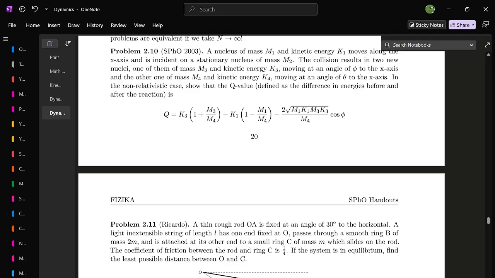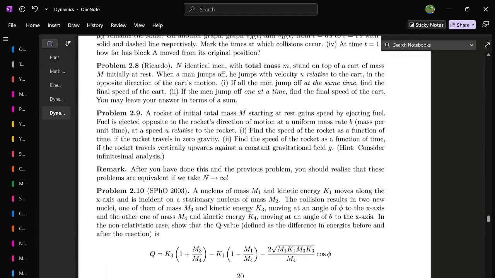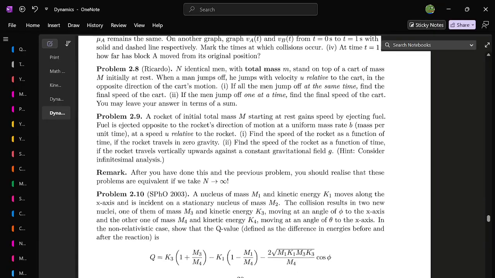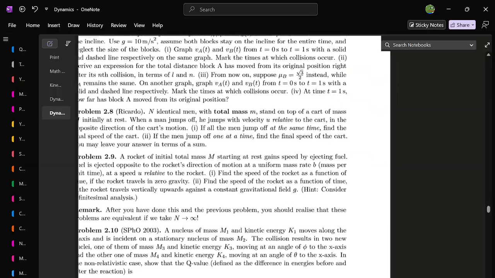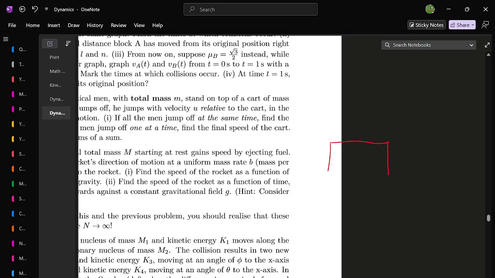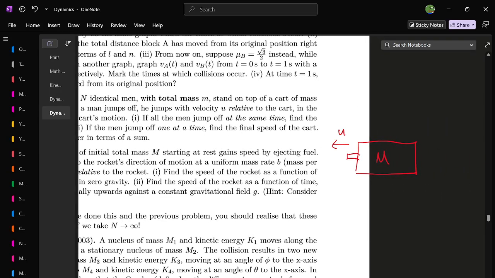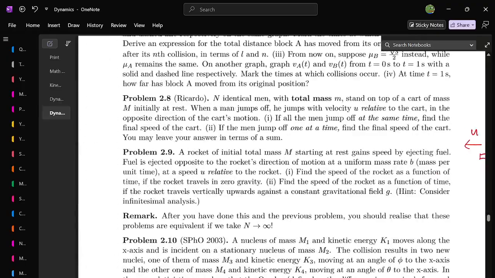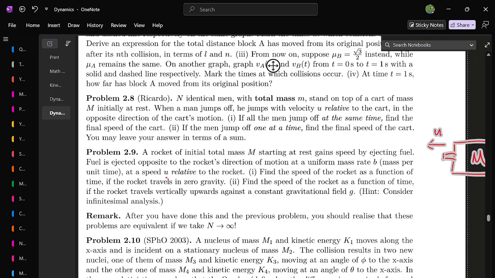It's already later than 10, but I think I will just go through one more problem and then we'll call it a day. I will go through problem 2.9 on the rocket. Here we have a rocket of initial total mass m, then it gives out fuel, right? And the fuel is ejected opposite to the rocket's direction of motion at a uniform mass rate b, which is mass per unit time, at a speed u relative to the rocket. So this is important, relative to the rocket.